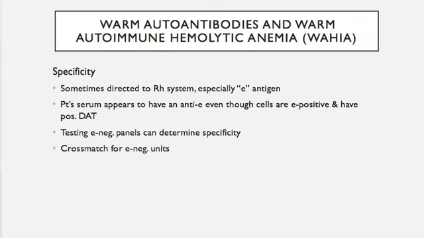Okay, specificity. Sometimes these warm autoimmune hemolytic reactions are going to be directed to the Rh system, especially the little e antigens. So the patient's serum appears to have an anti-little e, even though the cells are E positive and have a positive DAT. Testing with E negative panels can help determine the specificity. And then you would have to cross-match for E negative donor units to be used for transfusion.